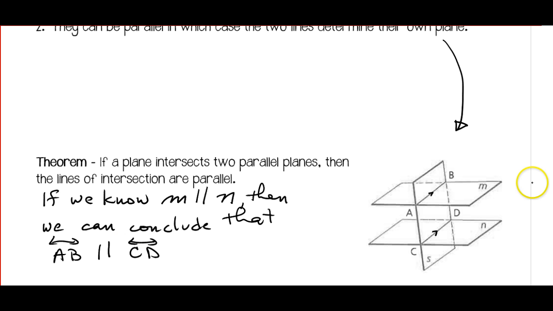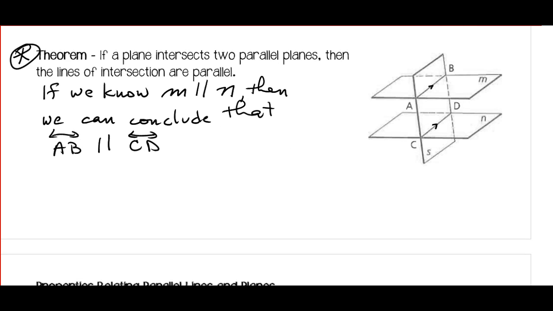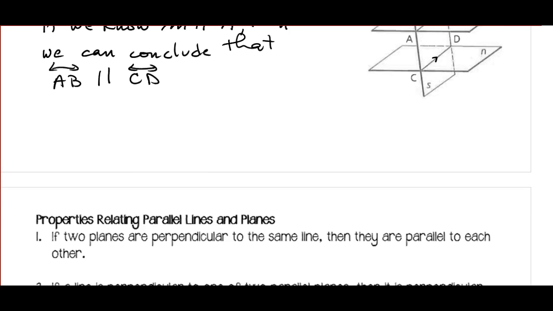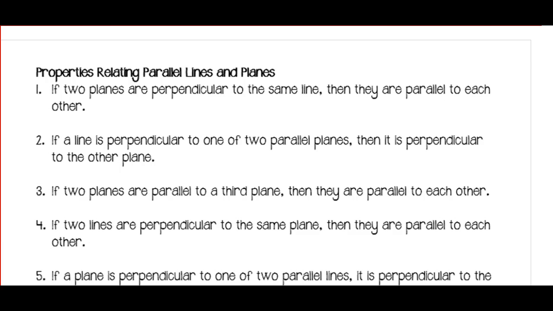If a plane intersects two parallel planes, so we've got S intersecting planes M and N, which we either know or can prove are parallel, then we know the lines of intersection are parallel. So this is going to be important for us when we're doing proofs, so make sure you understand this. As always, I know I sound like a broken record, but if you have questions, write them down and make sure you ask me.